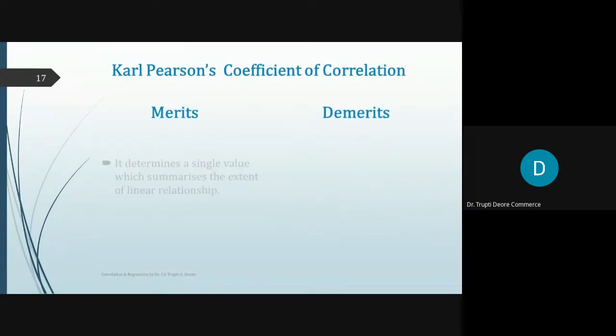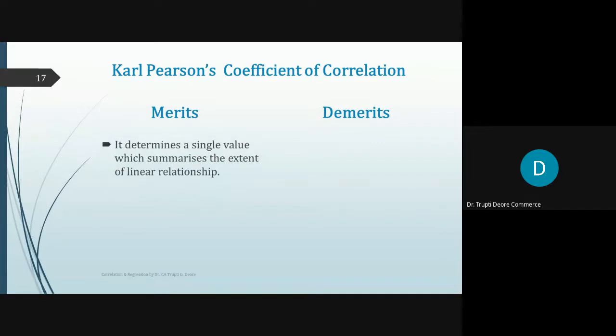What are the merits and demerits? So it's a single value. It has a proper mathematical formula to calculate the coefficient of correlation. So with the help of Karl Pearson, we can determine a single value which summarizes the extent of linear relationship. And it also indicates the types of correlation.